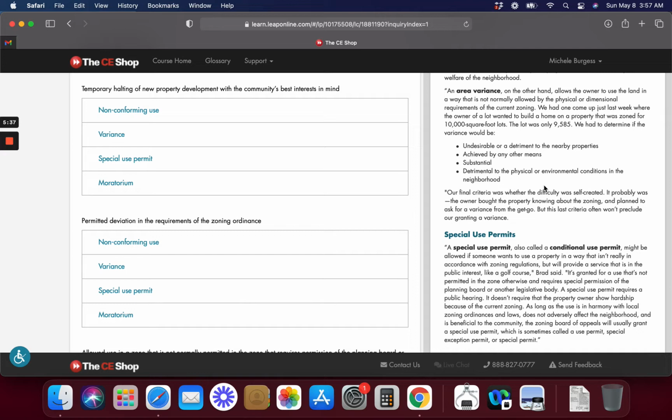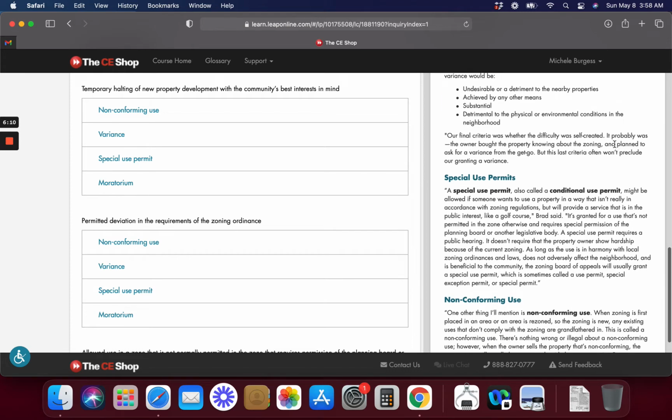Okay, an area variance. An area variance is called for when it's detrimental to the physical and environmental conditions in the neighborhood. So is it causing environmental issues? It's zoned for 10,000 square feet when there was only 95. I mean, this is 500 square feet that these people are losing. So that's a lot. So I would definitely go to the zoning board on that.